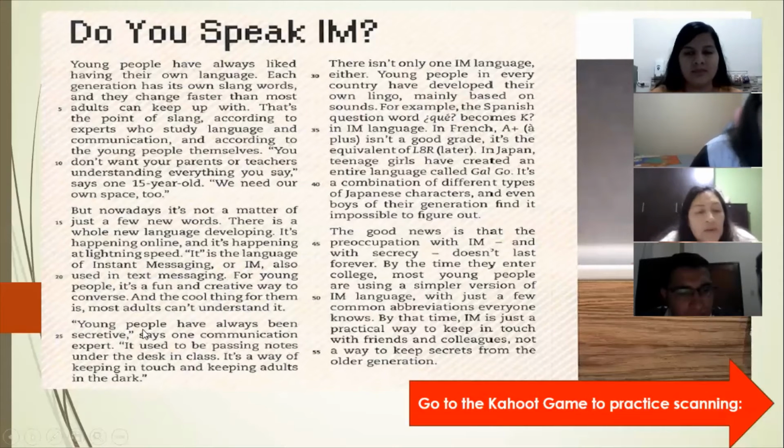Young people have always been creative, says one communication expert. It used to be passing notes under the desk in class. It's a way of keeping in touch, of keeping adults in the dark.